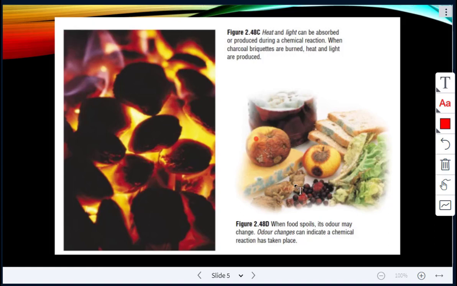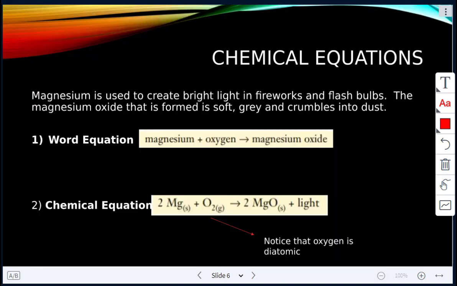Here we have some moldy food. When food spoils, the odor may change. So odor changes can also indicate a chemical reaction has taken place. We did go over these a little bit before when we started the unit, but just a bit of review there.